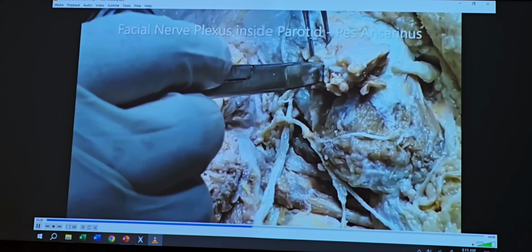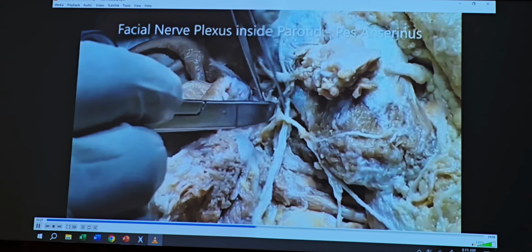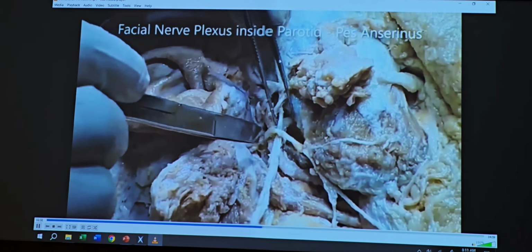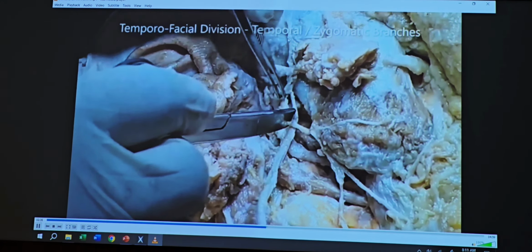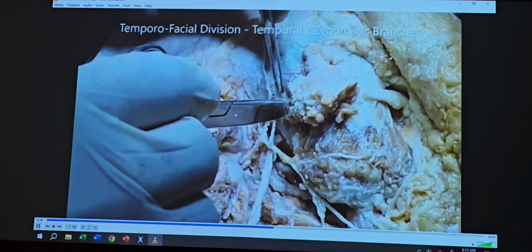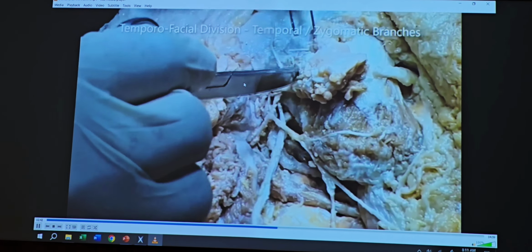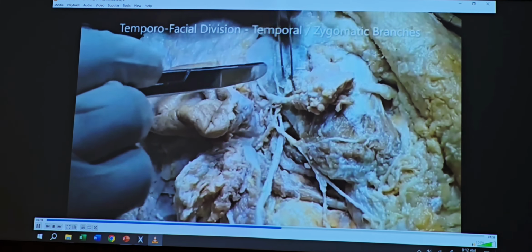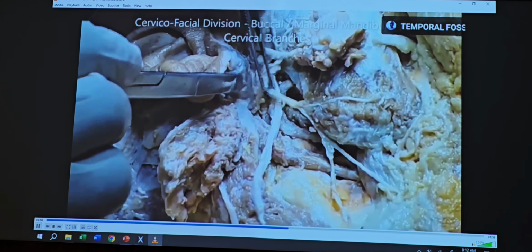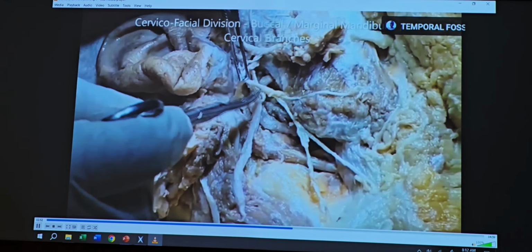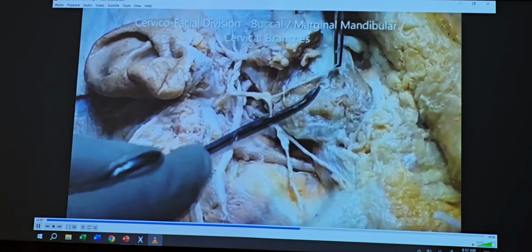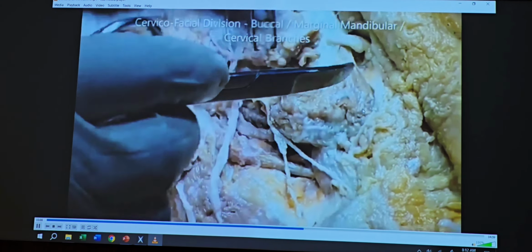So it's called pes anserinus, resembling the goose foot. So the superior branches are the temporofacial branches, which consist of the temporal nerve or the frontal nerve and the zygomatic branch. And the surface anatomy for the temporal branch will be the midpoint of the zygomatic arch. And inferior will be the cervicofacial trunk, which again divides into buccal, marginal mandibular, and the cervical.